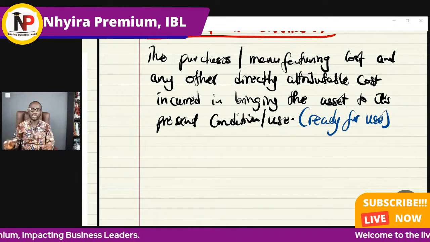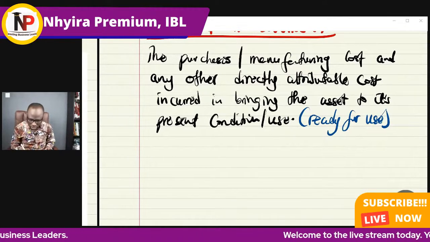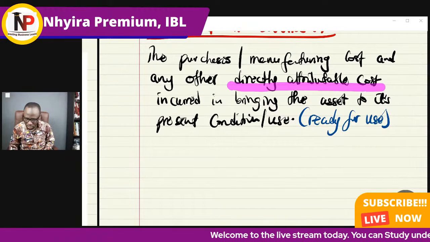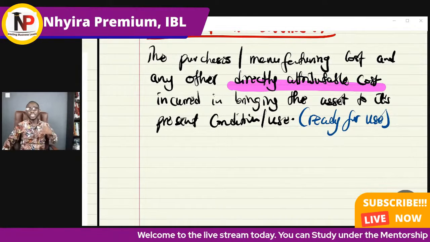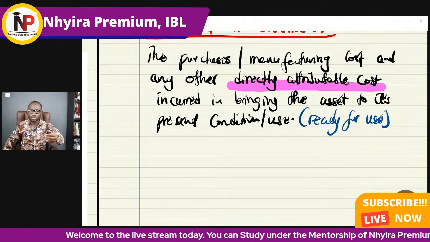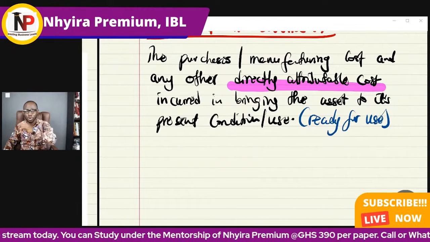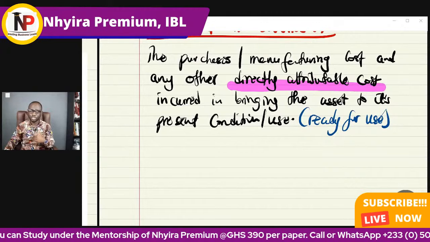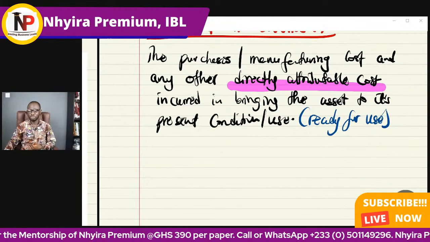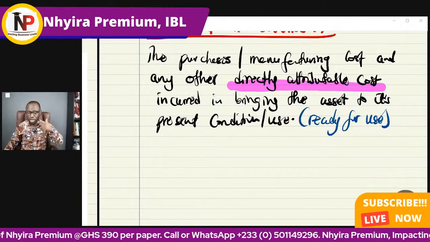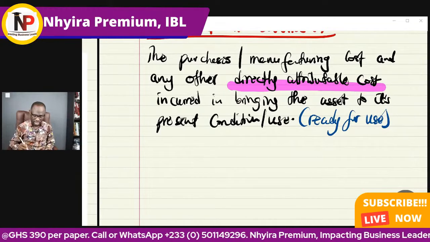So that is the fundamental principle in that case. Note that this directly attributable cost we're talking about here includes things like import duties, installation costs, dismantling costs, and most importantly, as we will see in this question, borrowing costs. And that is very critical in that case.